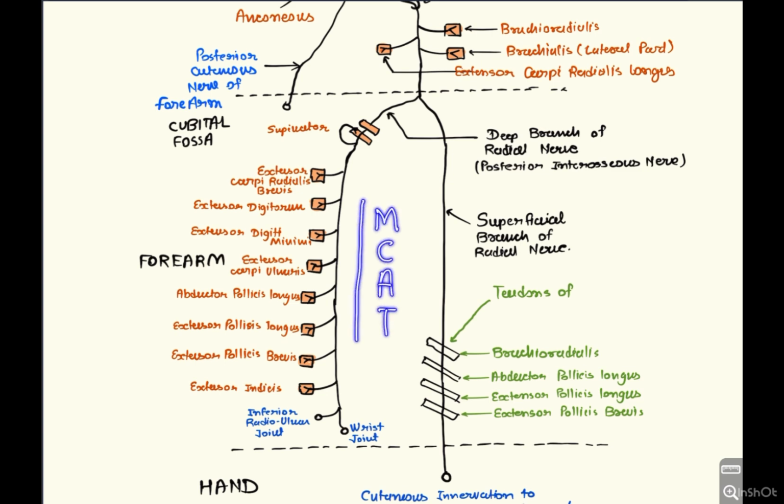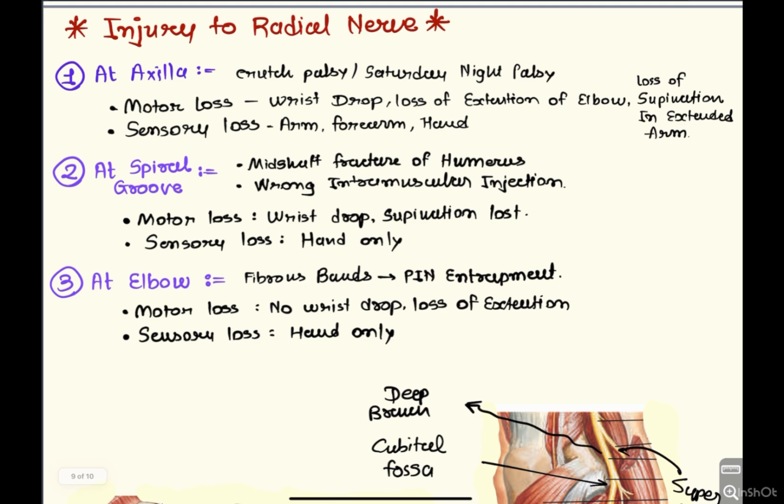We talked about the muscular, cutaneous, articular and terminal branches. As we know the branches and course of radial nerve, now let's talk about the injury to the radial nerve. The radial nerve can be injured at three sites. It can be injured in the axilla, it can be injured at the spiral groove or at the elbow.